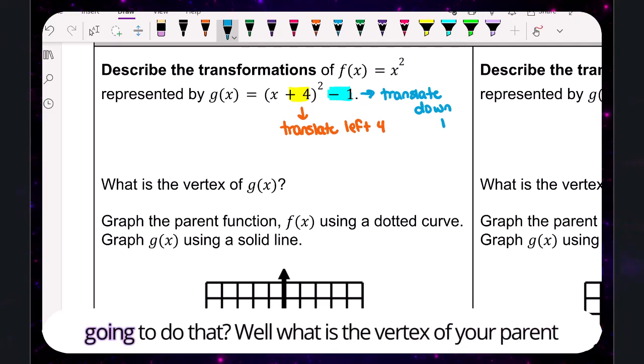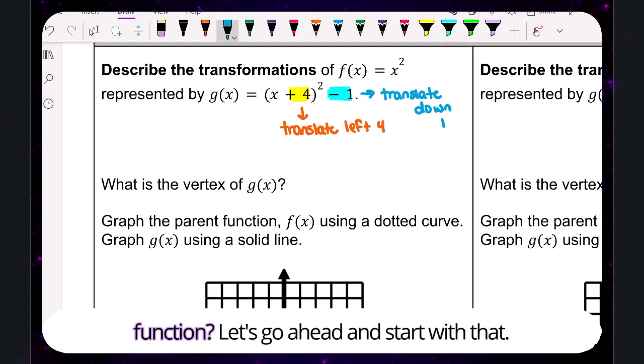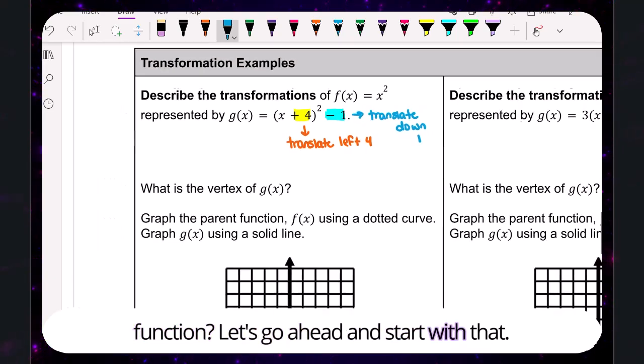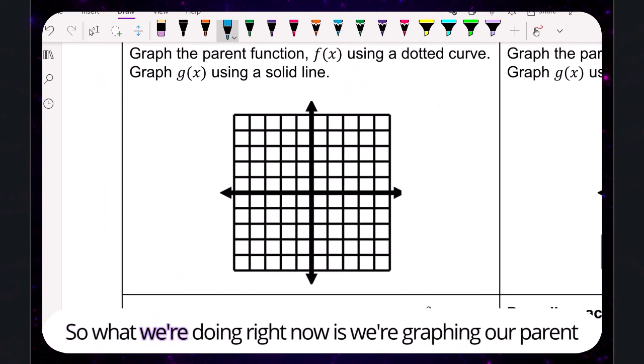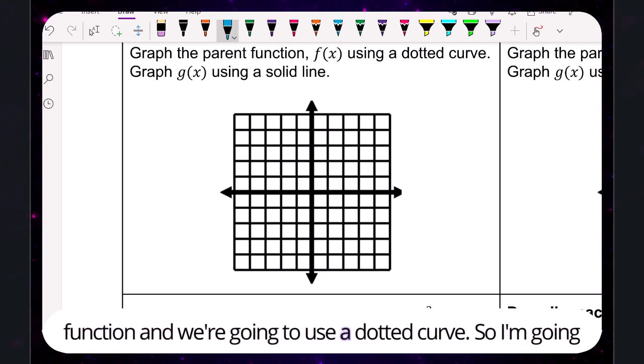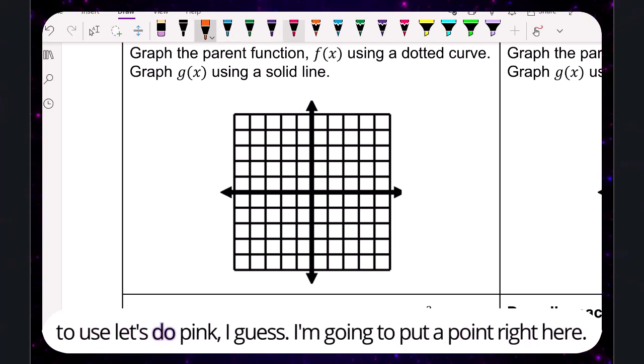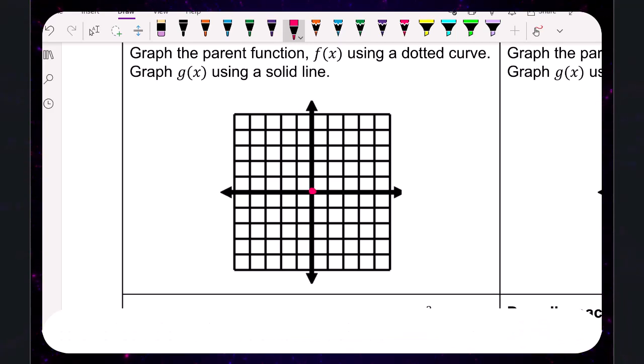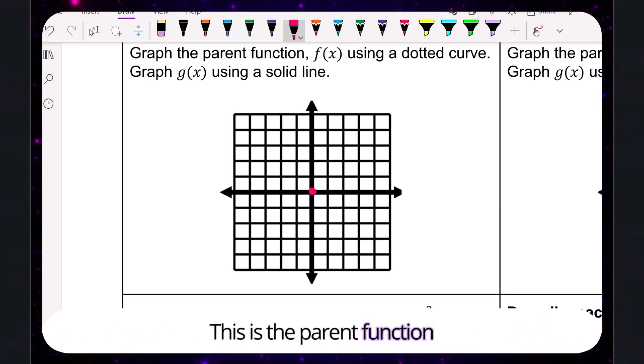So how am I going to do that? Well, what is the vertex of your parent function? Let's go ahead and start with that. So what we're doing right now is we're graphing our parent function and we're going to use a dotted curve. So I'm going to use, let's do pink, I guess. So I'm going to put a point right here. This is the parent function.